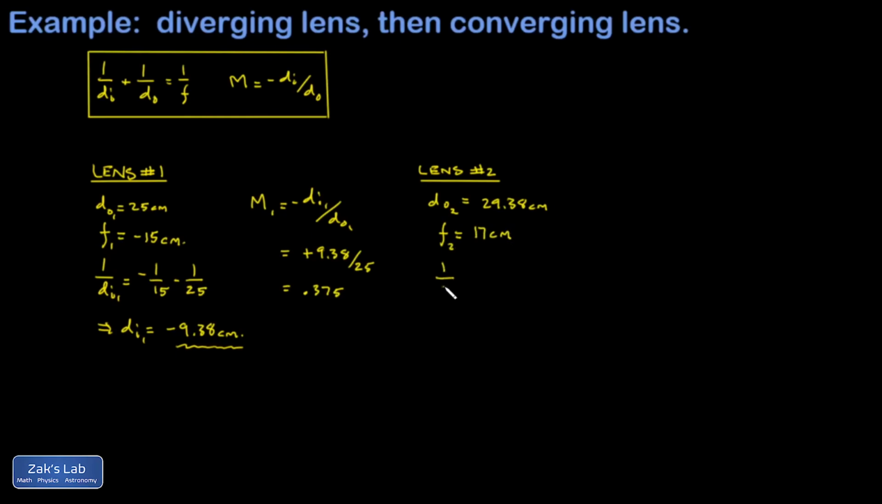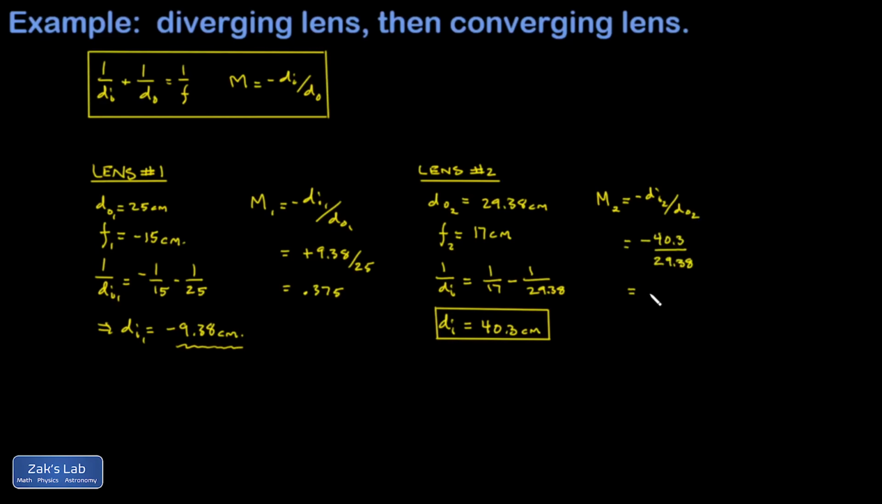I solved the thin lens equation for 1 over di. That's going to be 1 over f minus 1 over do. And again, I can do it all at once in my calculator, and I get an image distance of 40.3 centimeters. That's to the right of the converging lens. My ray diagram approximation was 38 centimeters, so that's not too bad. My second magnification is negative di2 over do2, and I get negative 1.37 for this.